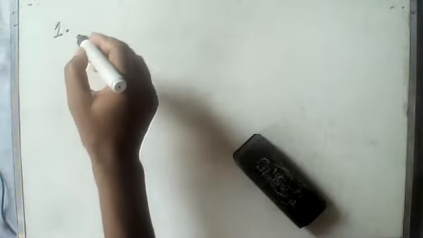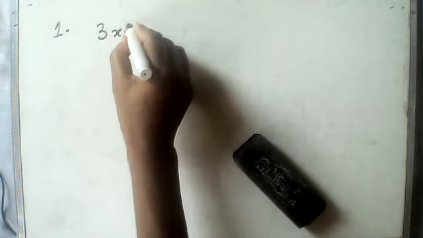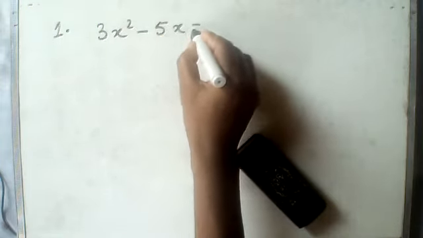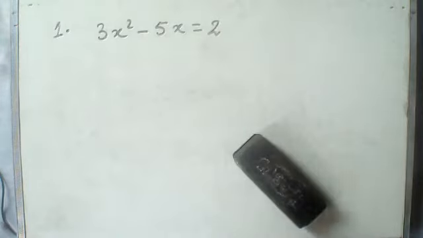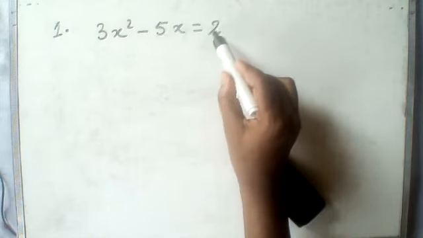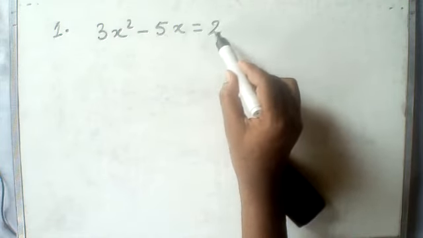Here we have the first sum: 3x square minus 5x is equal to 2. So we need to bring this 2 to the left side. We need to make the right hand side 0.